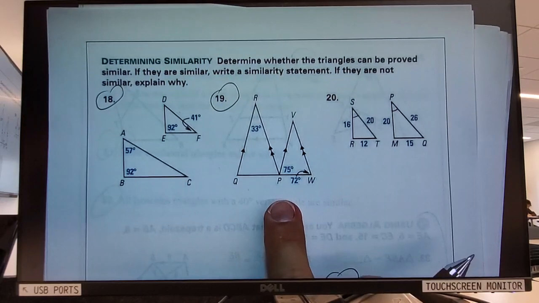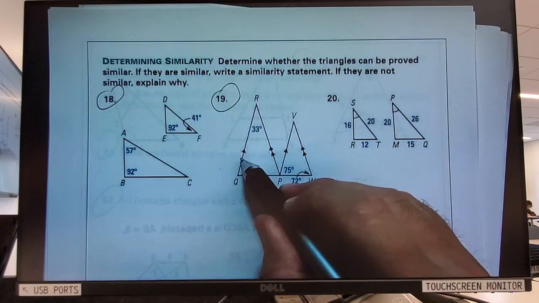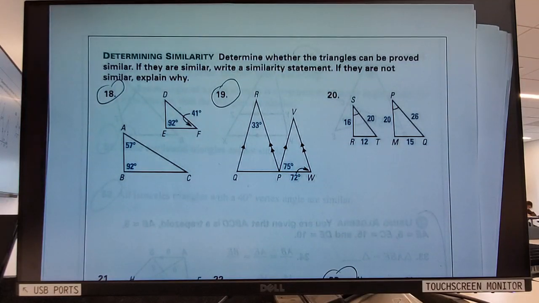What about 19? What do these symbols here mean again? Parallel. So these two are parallel, these two are parallel. That's a trippy set of isosceles.